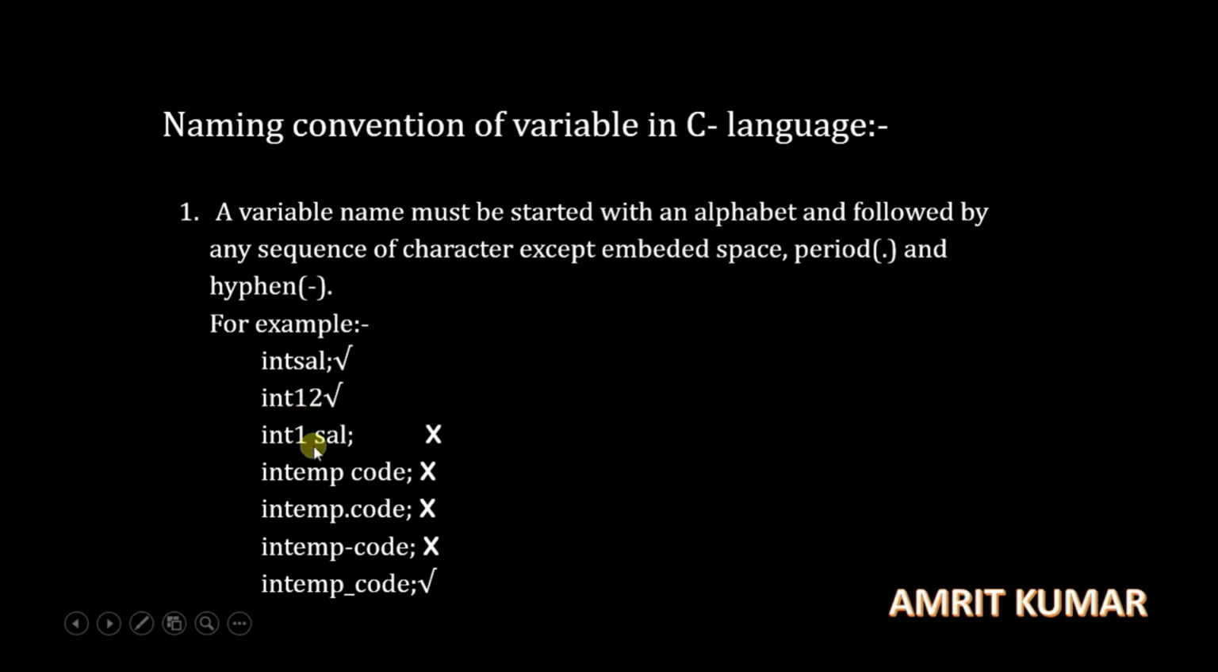Now here you are seeing that there is a space in it. It starts with an alphabet and is followed by a sequence of characters, but it is not following the rule of no embedded space, period and hyphen. So there should be no space in a variable name. So this is wrong because of the space, because it is violating the rule of the variable name. Now again here also there is a space, therefore it is violating the rule of the variable name.